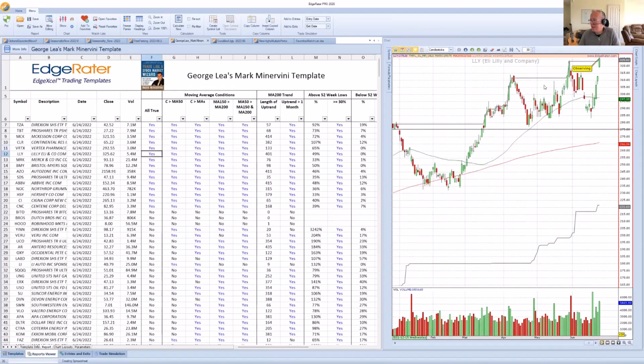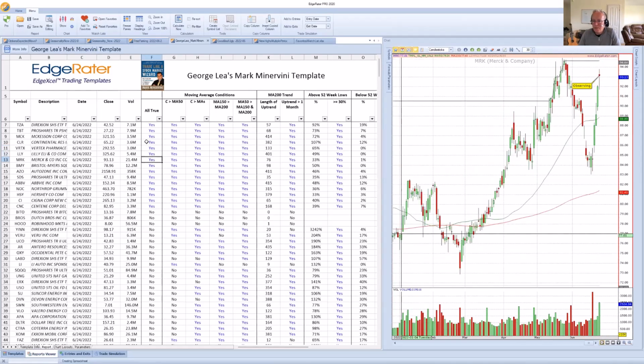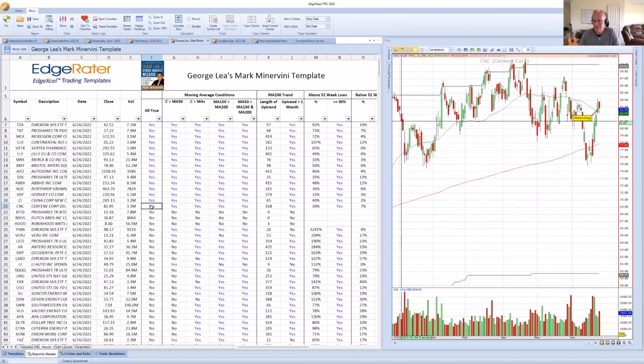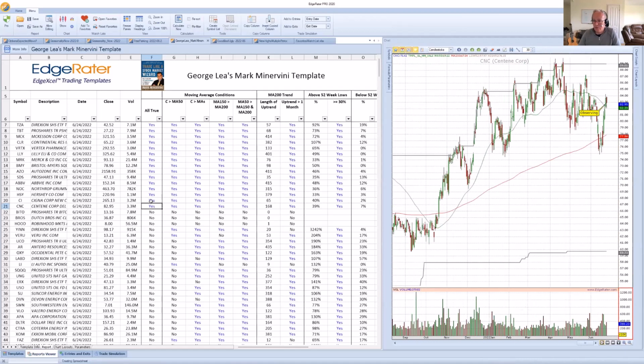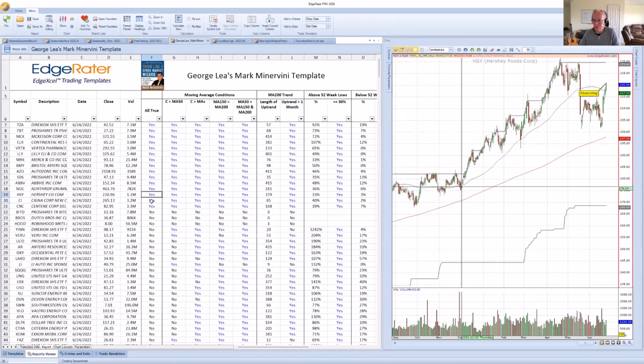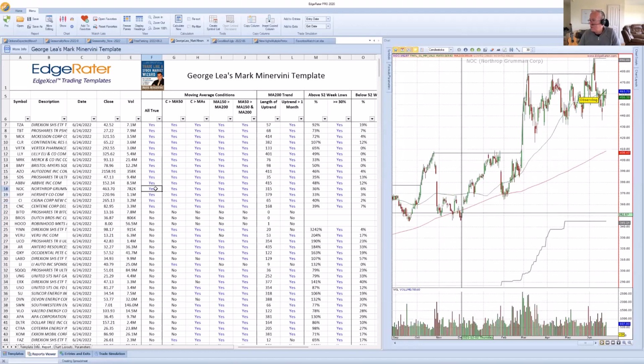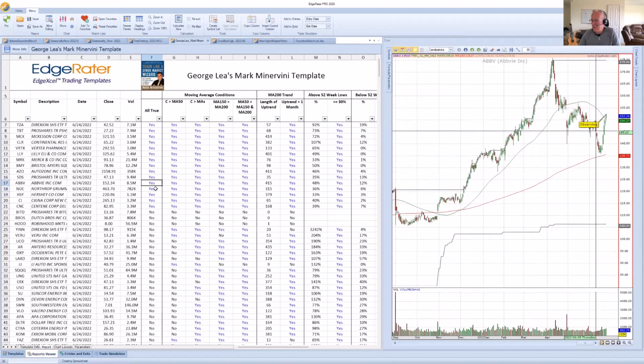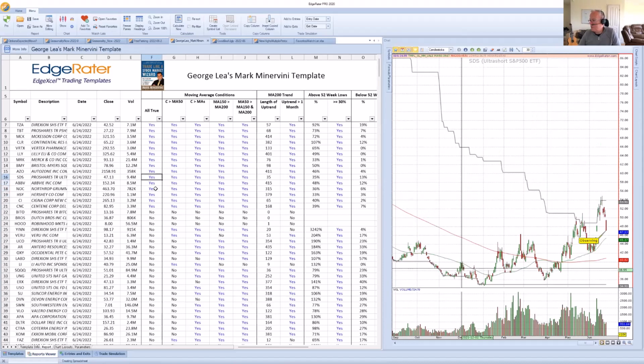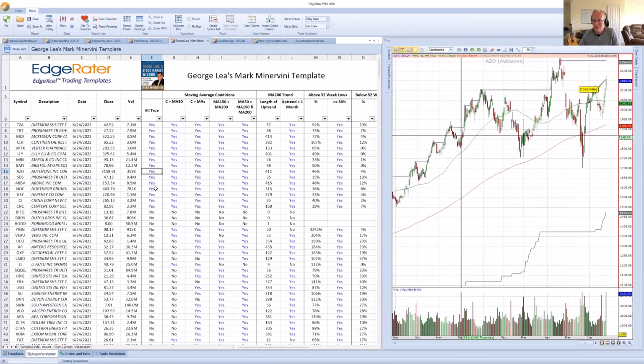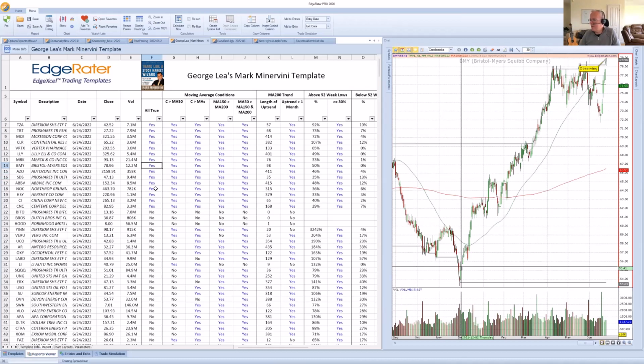Okay, Eli Lilly also making 52-week highs. So the stocks that are in the yes category here are stocks that Mark Minervini would consider trading and waiting for the right entries on those. So it doesn't hurt to follow people who are successful in their trades. So yeah, that's a good template to put on your list of templates to run on a regular basis.